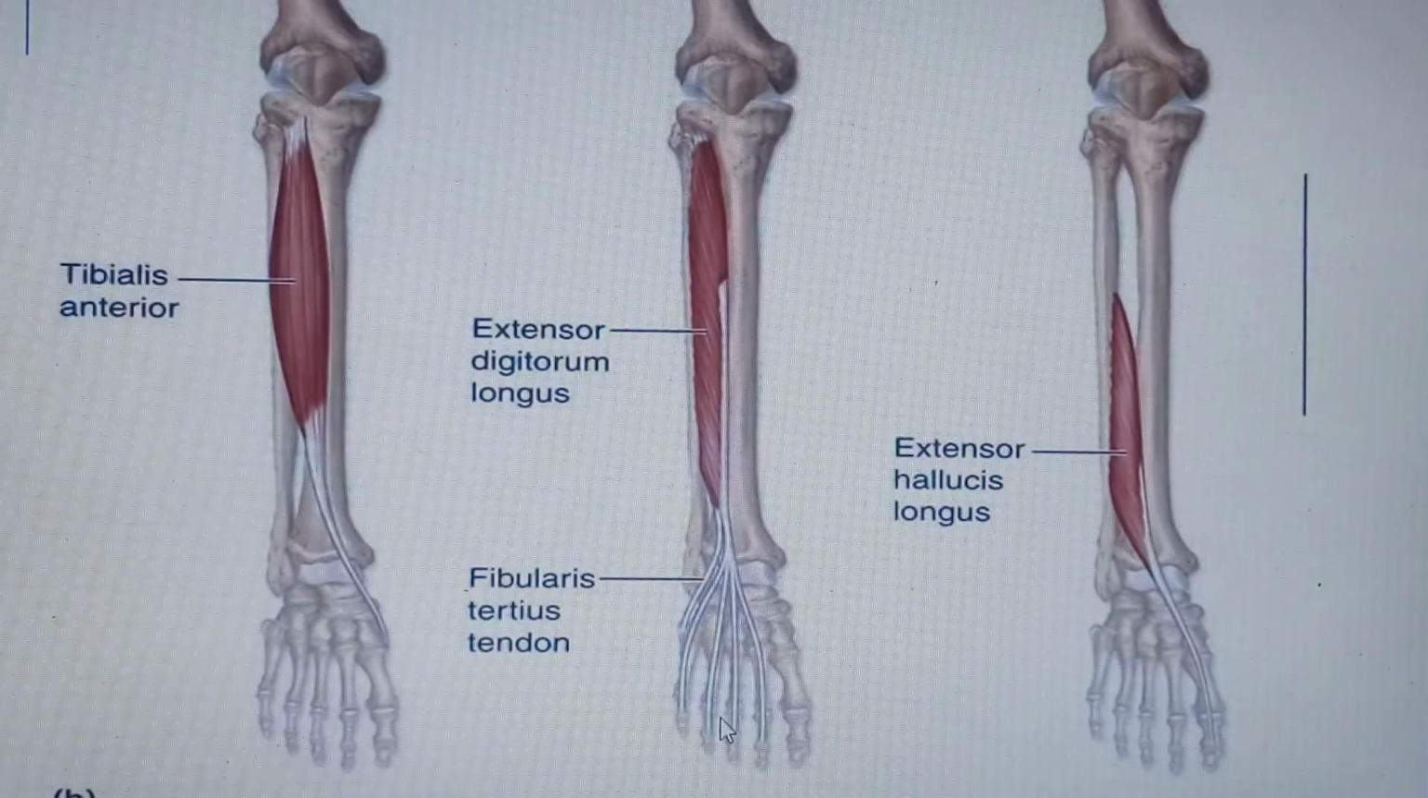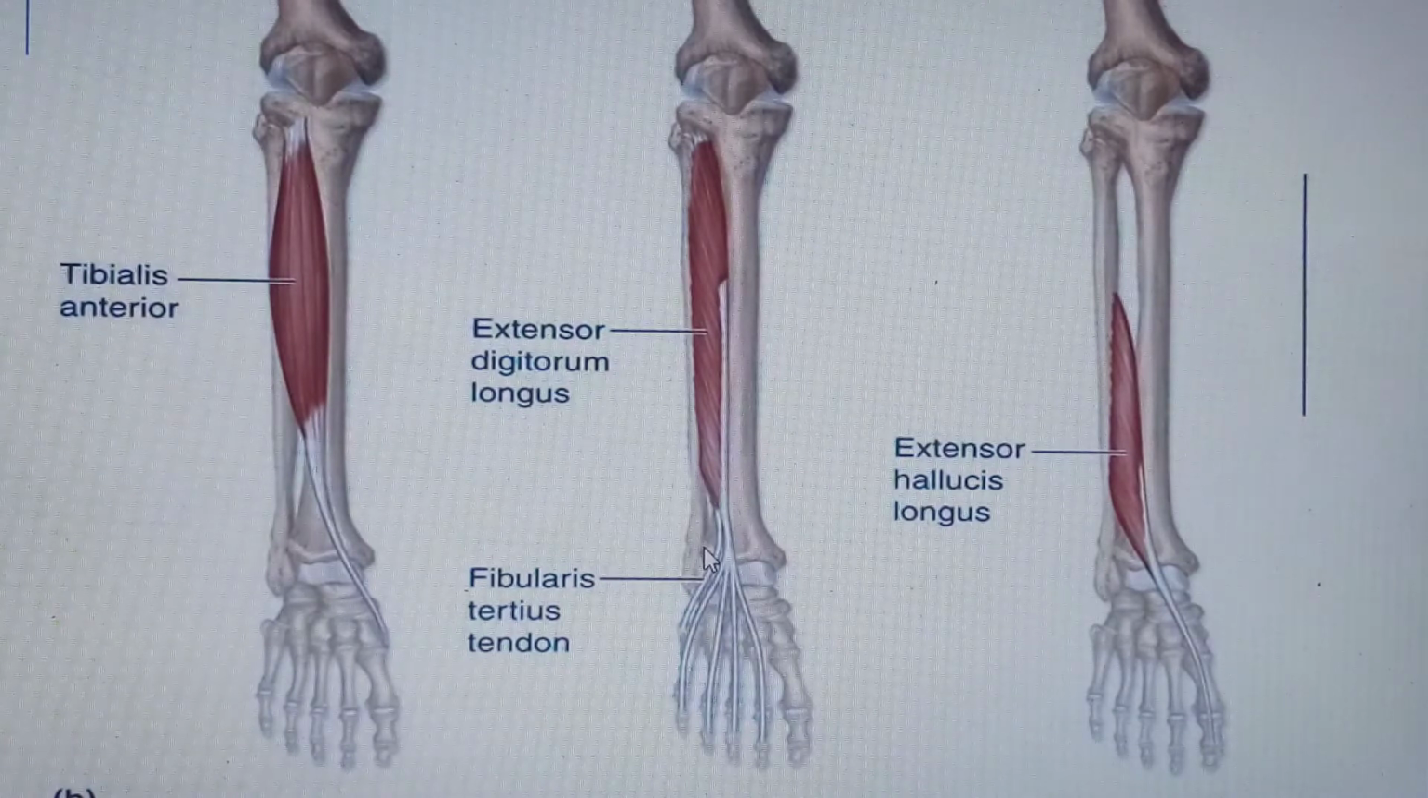And this one, as the name suggests, is going to help in extension of the lateral four toes. Of course, it also helps in dorsiflexion at the ankle joint. I've told you that all these muscles in the anterior compartment of the leg are supplied by the deep branch of the common peroneal nerve.